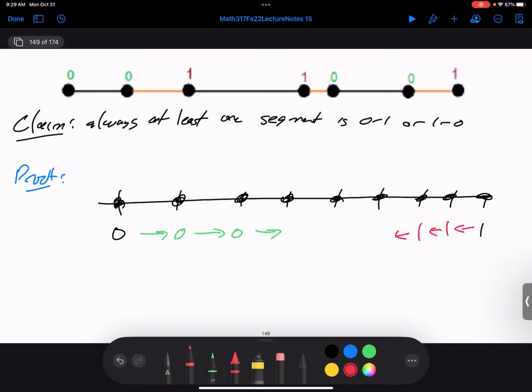So you have the march of zeros from the left. You have the march of 1s from the right. And that poor little dot in the middle has to be labeled both 0 and 1. So there's no way to stop. So this proves that there will always be at least one segment labeled 0, 1.